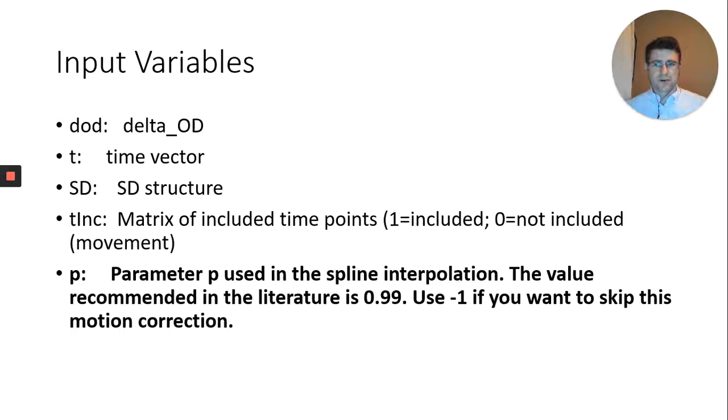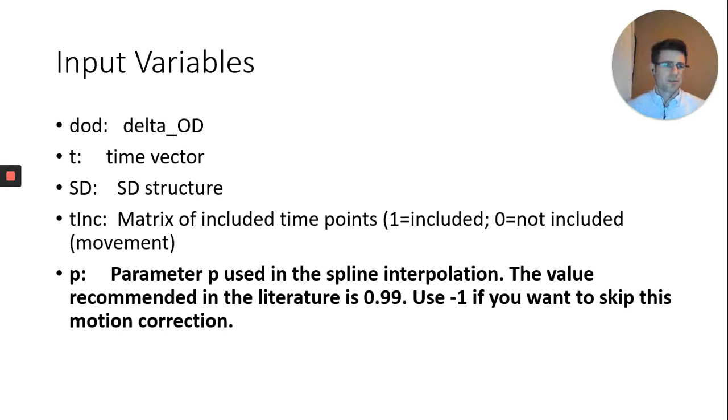All of the input variables are as follows. As mentioned, you have the delta optical density, which is basically the data being put in. The time vector, which is already in the background of your .nirs file, but it does have to be there. The SD structure, which again should be in the .nirs file, at least the updated conversion scripts will include it. It includes all the information about your sources and detectors, so XYZ components, and I believe the connections and channels between them. And then finally, as mentioned, the tInc variable, which is made by the motion artifact by channel function. The only variable that you're actually going to manipulate yourself manually is the p variable.